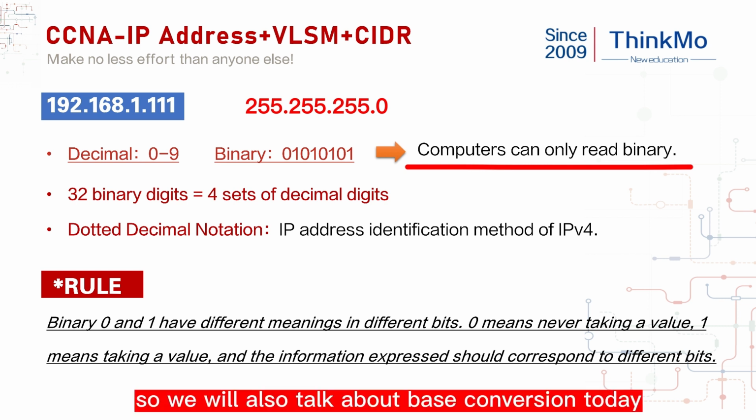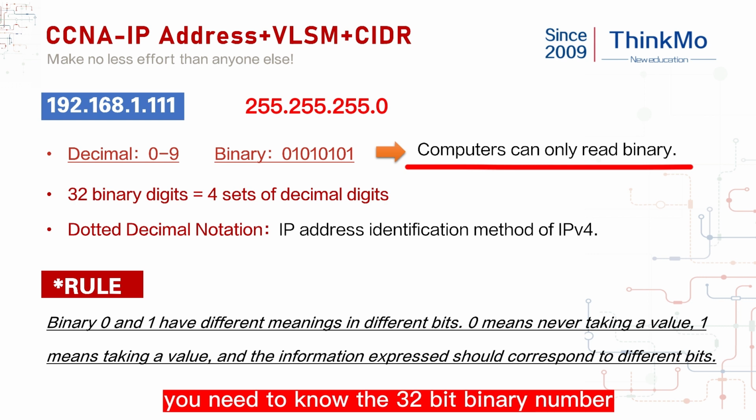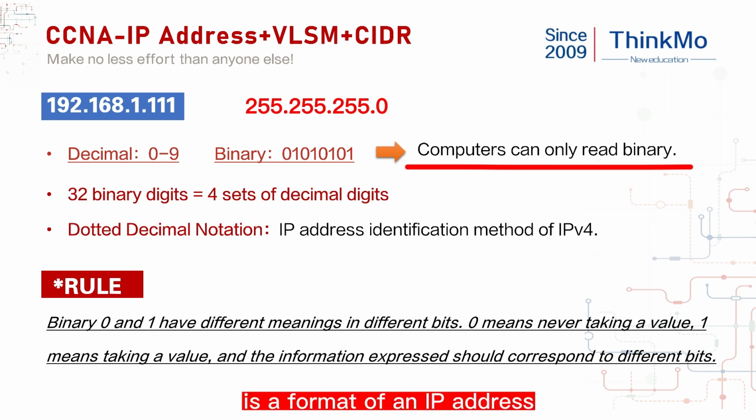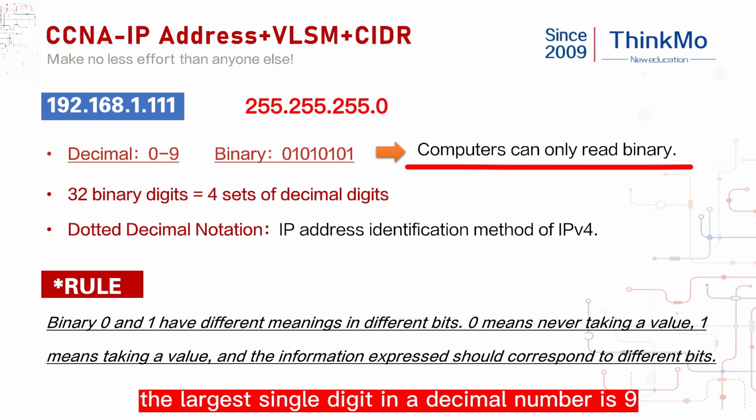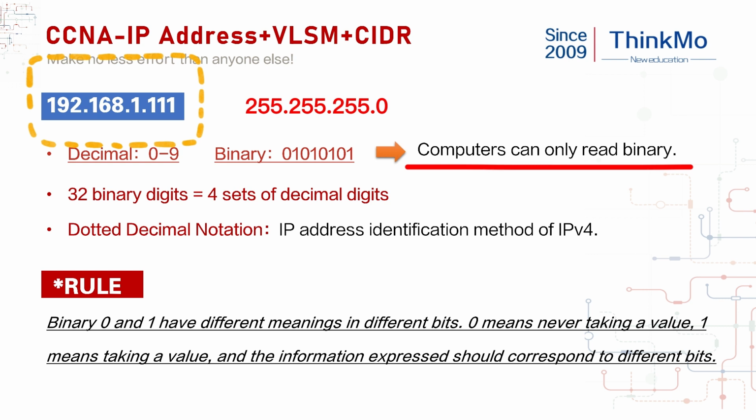So we will also talk about base conversion today. First of all, you need to know the 32-bit binary number is the format of an IP address. We can write it as 4 sets of decimal numbers. The largest single digit in a decimal number is 9. Everyone can see a total of 4 groups.